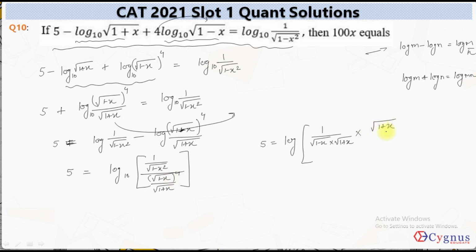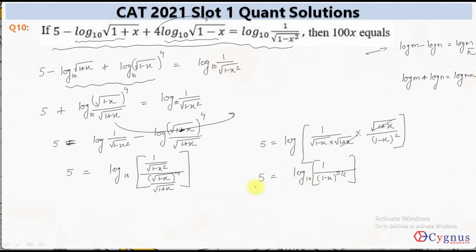We'll write it as 1 plus x by, now square root of 1 minus x raised to the power 4 can be written as 1 minus x whole square. Yes or no? Can we write it like this? Now I can easily cancel out these two terms. So left with what? 5 is equal to log of 1 by, I have 1 minus x here and 1 minus x here. This is square root, means power is 1 by 2. 1 minus x raised to the power 1 by 2 into 1 minus x raised to the power 2 should be written as 1 minus x raised to the power 1 by 2 plus 2, which is 5 by 2, to the base 10 here.